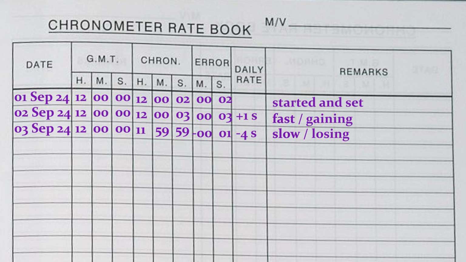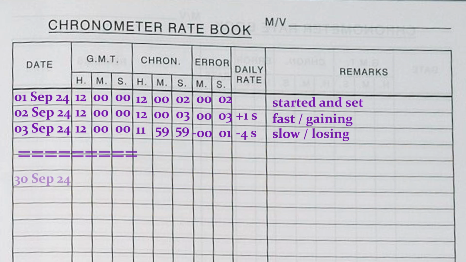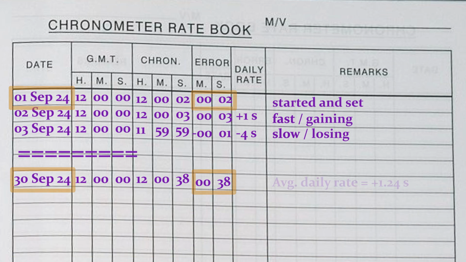At the end of the month, you should calculate the average daily rate, which is found by using the formula error on last day observed minus error on first day observed, divided by date of last observation minus date of first observation. For example, on the 30th of September the chronometer time is 12 hours 0 minutes 38 seconds. Then we get 36 seconds divided by 29 days, and equal to 1.24 seconds.